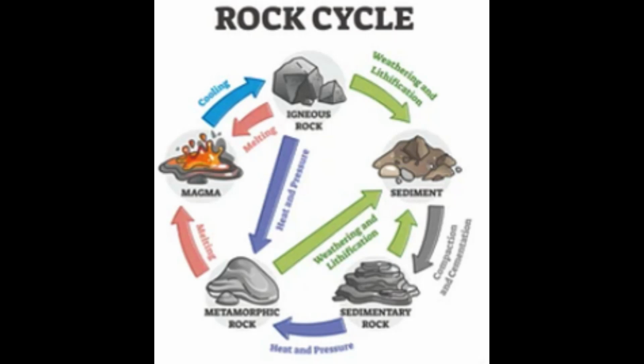Finally, any type of rock, whether it is igneous, sedimentary, or metamorphic, can be melted and transformed back into magma through a process called melting. This can occur through volcanic activity or through the process of partial melting in the Earth's mantle. The magma can then cool and solidify once again, completing the rock cycle.